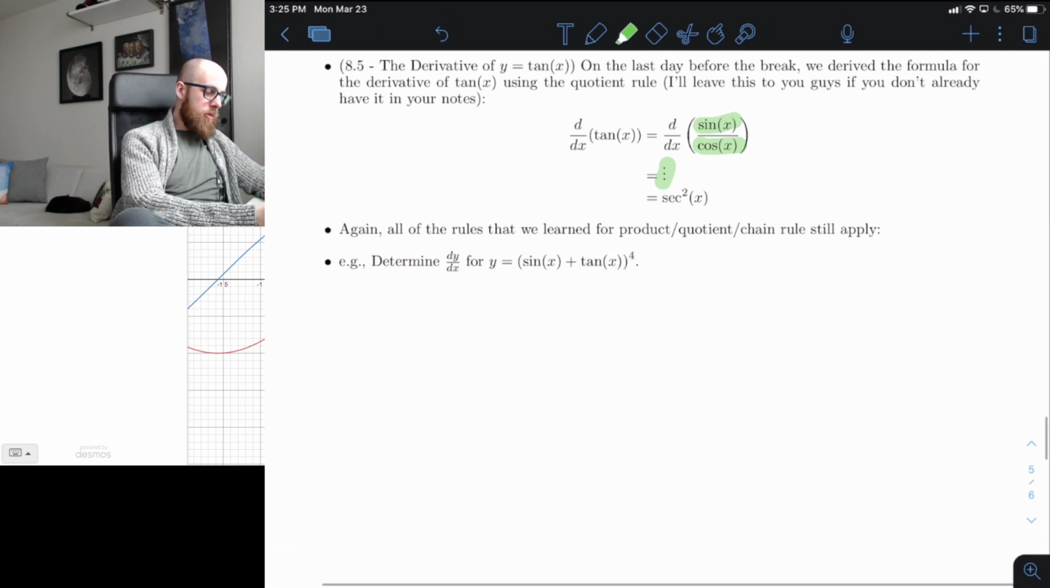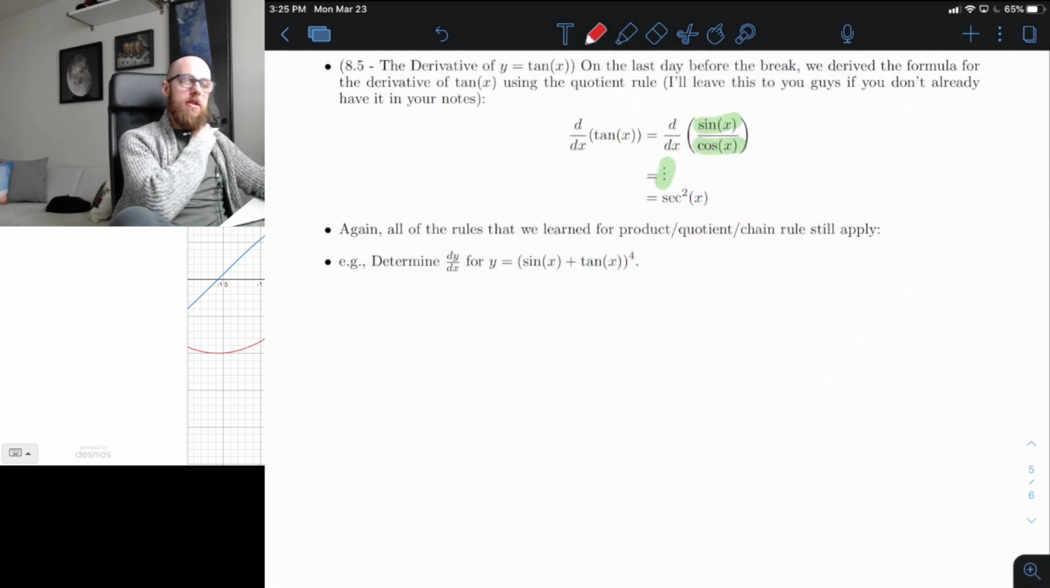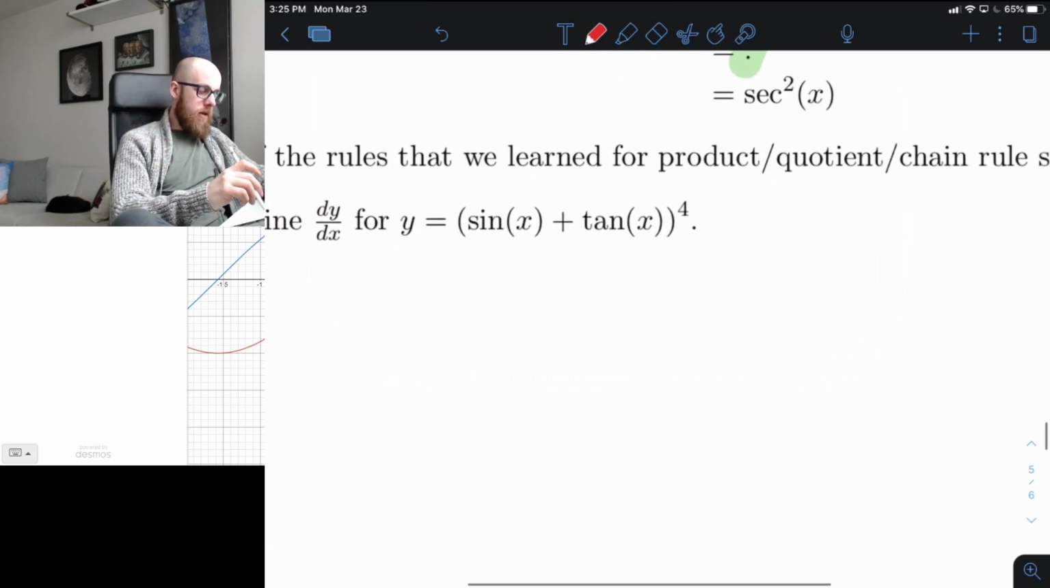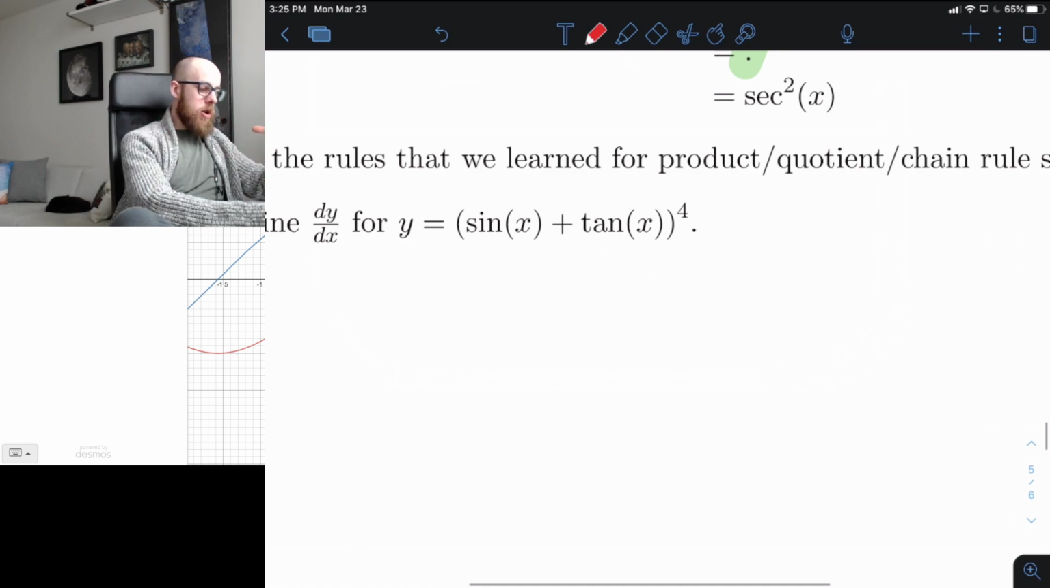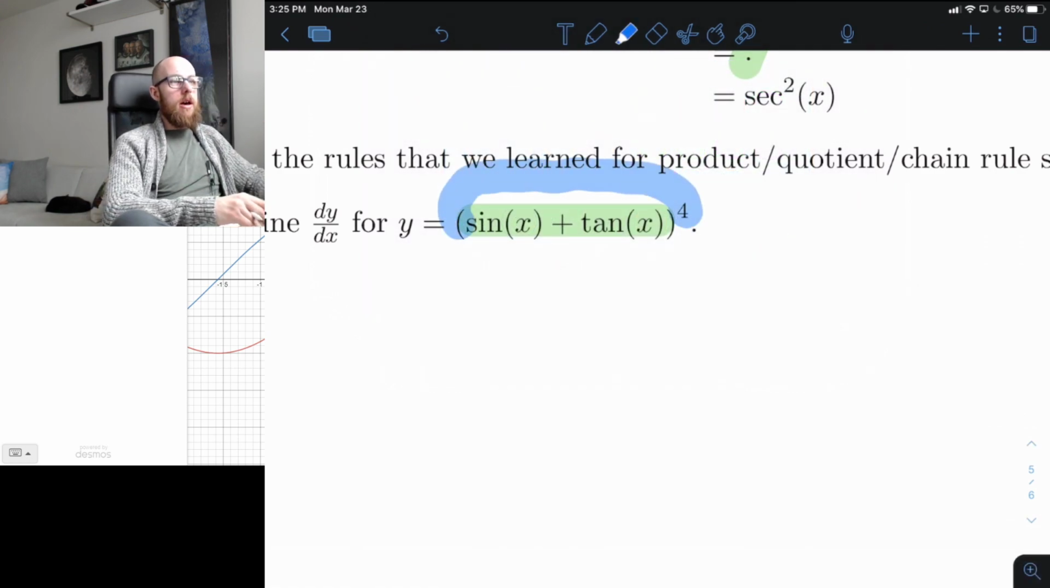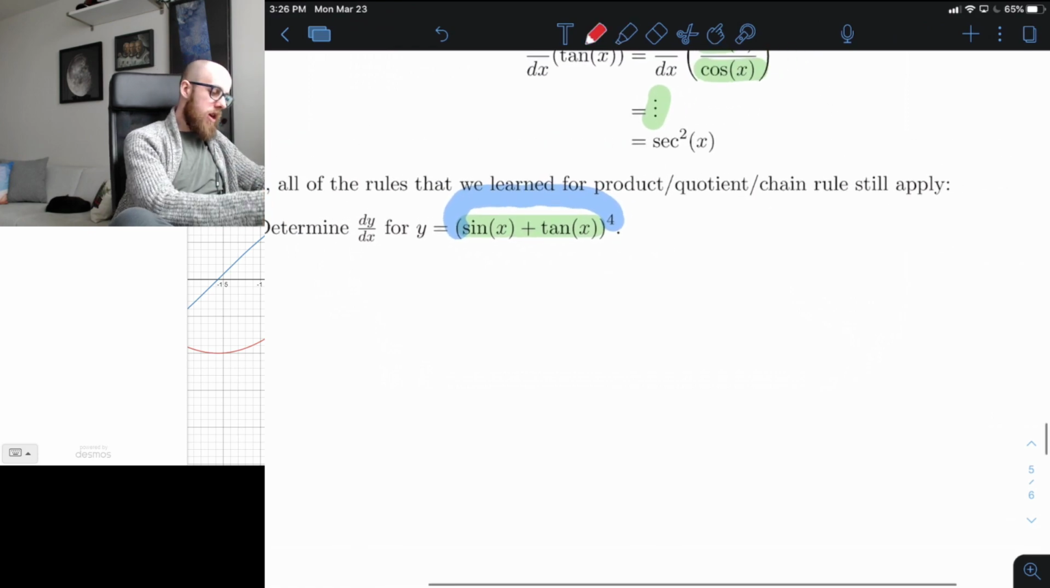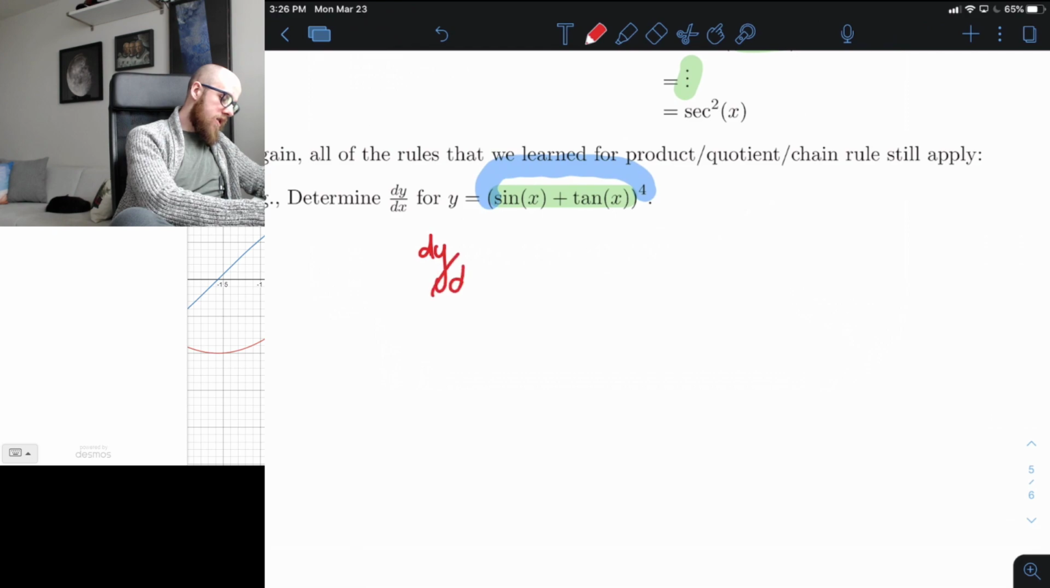The main takeaway with this example is that all of the rules that we've learned still certainly apply. So if we want to take the derivative of sine of x plus tan of x to the power of 4, we're going to have to use chain rule. Again, we have an inner function, which in this example is sine of x plus tan of x. And then we have an outer function, this something to the power of 4, which is our outermost function. So we're definitely in a chain rule scenario here. So let's take the derivative. dy by dx equals.